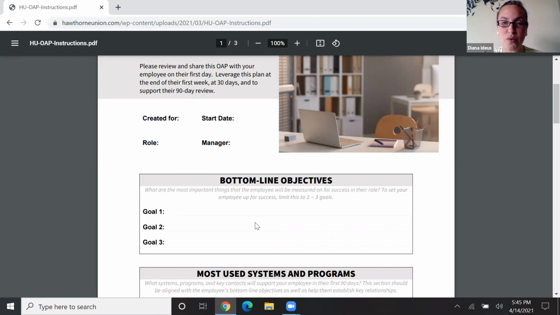Sample goals might be that they're hired for a specific project, or maybe you want them to build relationships with a certain client or stakeholder group. So you want to make these concise and clear. There's a reason that on the PDF, there isn't a space for you to put paragraphs. If your employee doesn't know their bottom line goals, it's a lot more difficult for them to be successful. So take time to think about this, because you are going to want to define success measures before your employee arrives, because they're going to have questions.